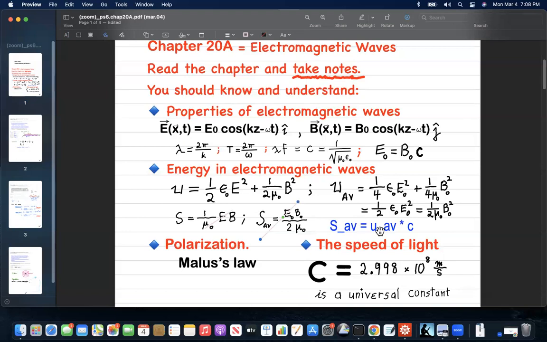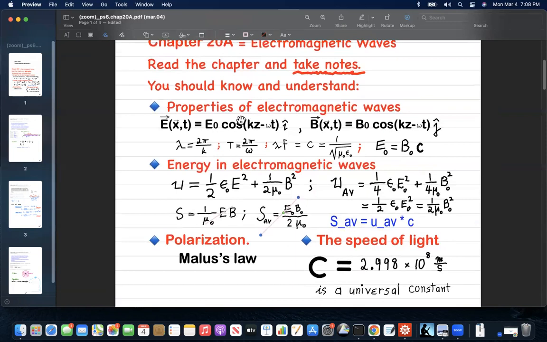So energy density has units of energy divided by volume, joules divided by meters cubed. Energy flux has the unit of energy density, that's joules per cubic meter, times speed, that's meters per second. So that's joules per square meter per second, or joules per second is watts, so that's watts per square meter.